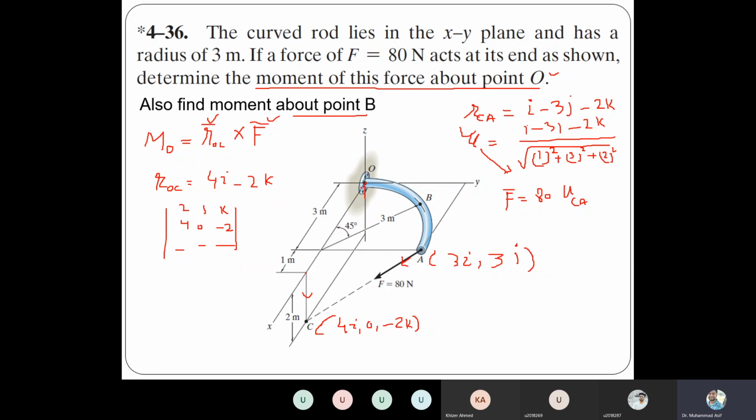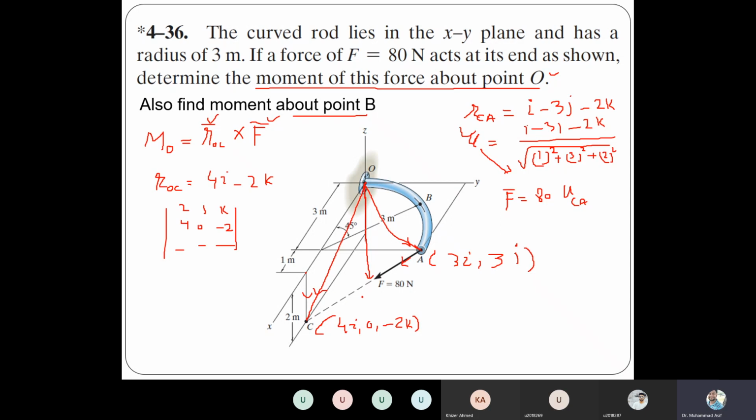Now, for example, with the same procedure, to get the moment about point O, you need a position vector which touches any point on the line of action of the force. It could be this one, it could be even OA, right? It could be, we use the OC, right? We use this OC, right?